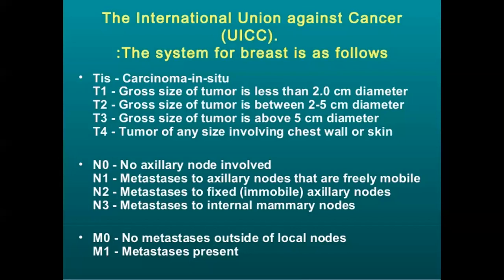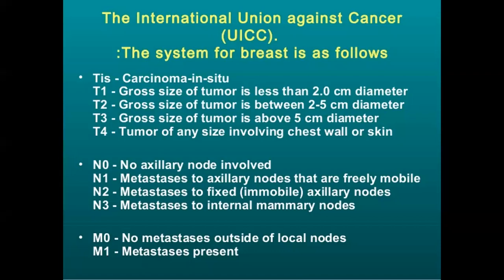N0 means no axillary node involved. Say if breast carcinoma occurs but is still in the vicinity of the breast and doesn't involve the axillary nodes, we call it N0, no axillary node involved. Likewise, N1 is node metastasis to axillary nodes that are freely mobile. N2 is metastasis to fixed, immobile axillary nodes, and N3 is metastasis to the internal mammary nodes.